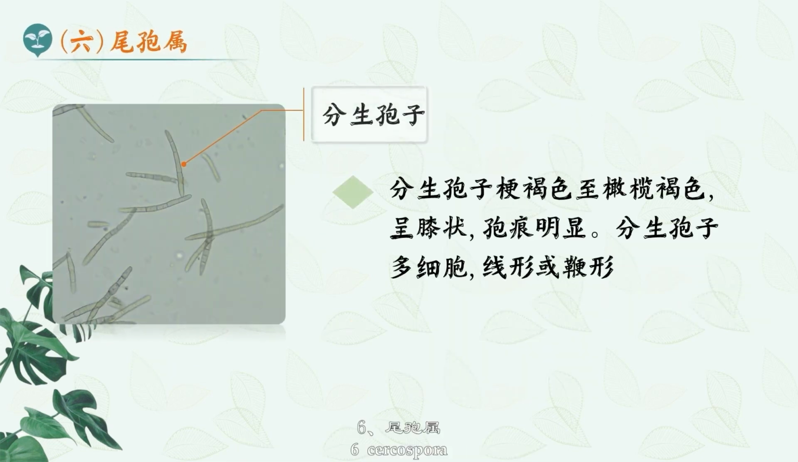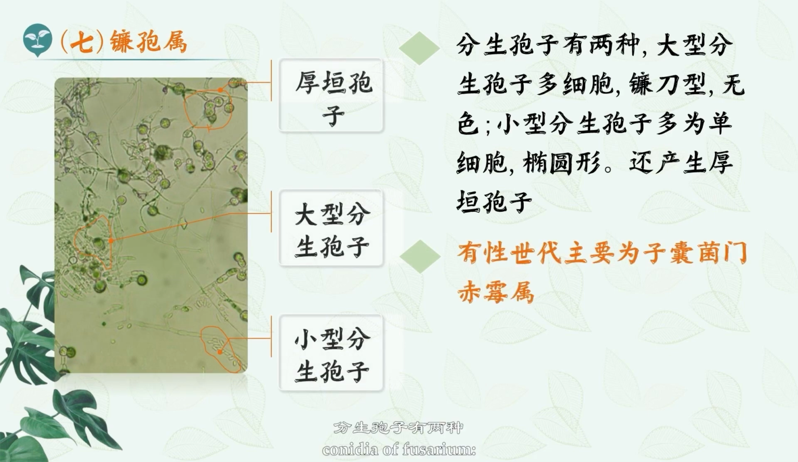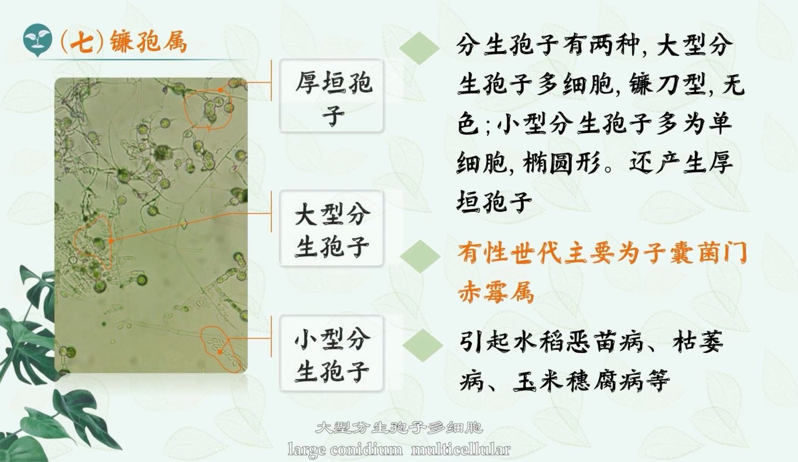6. Cercospora. Conidiophores are brown to olive brown, geniculate with conspicuous spore scars. The conidium is multicellular, thready or whip-shaped. It can cause peanut brown spot disease. 7. There are 2 kinds of conidia in Fusarium. Large conidium, multicellular, sickle-shaped, colorless. Small conidium, mostly unicellular, oval. It can also produce chlamydospores. The sexual generation is mainly Ascomycota and Gibberella. It can cause rice bakanae disease, blight, Gibberella ear rot of maize, etc.